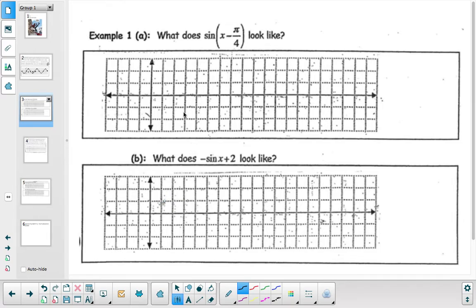Sine of x minus pi over 4. So if you remember from pre-calc A, if I am subtracting inside of parentheses, I'm moving left or right. In this case, I'm subtracting, so I'm moving right pi over 4.